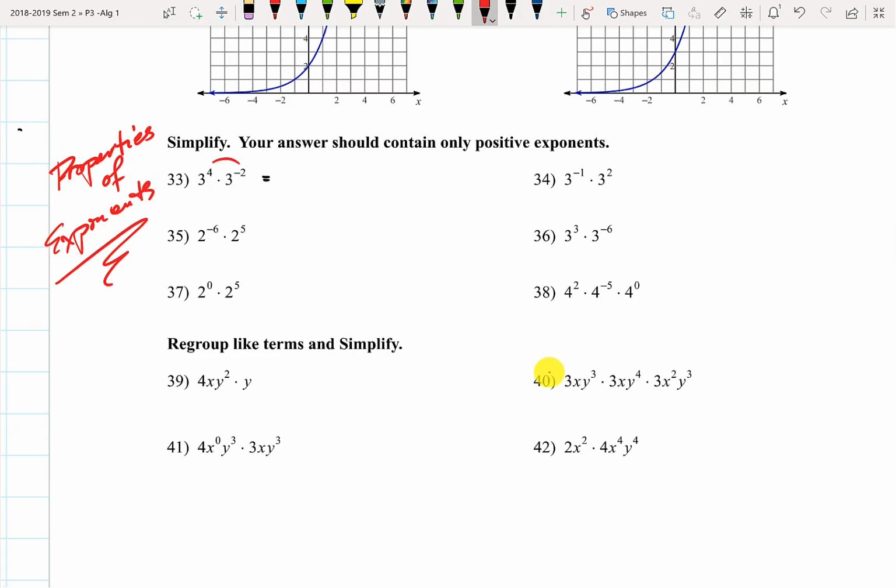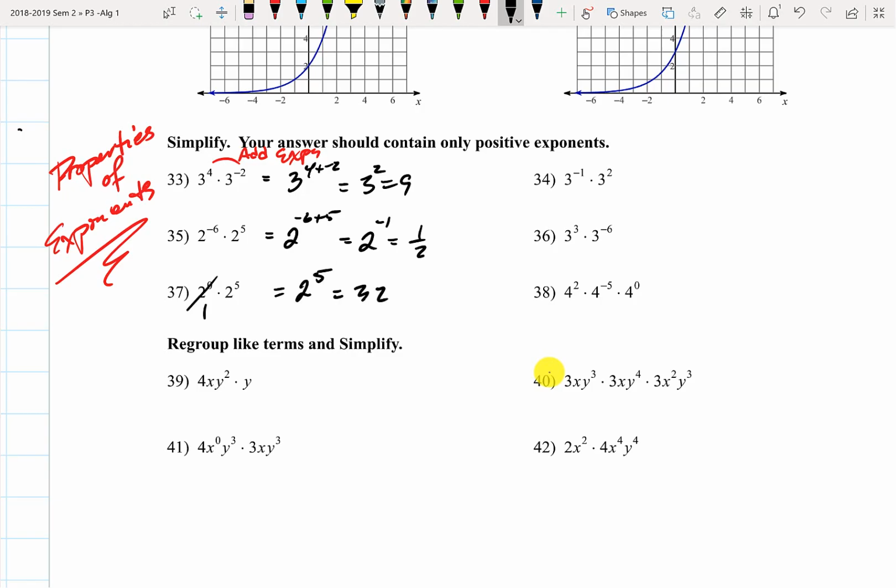Okay, so here we're multiplying like bases, so we add exponents. So we have 3 to the 4 plus -2, which is 3 squared or 9. Here we have 2 to the -6 plus 5, which is 2 to the -1 power, or 1/2. This is 1 right here, so this is just 2 to the 5th power, or 32. And this is 3 to the -1 plus 2 power, or 3 to the 1st, or 3. Very simple. It's the same idea over and over again.